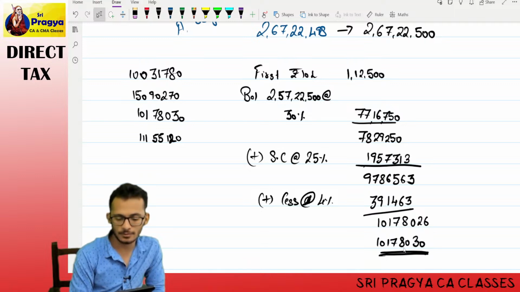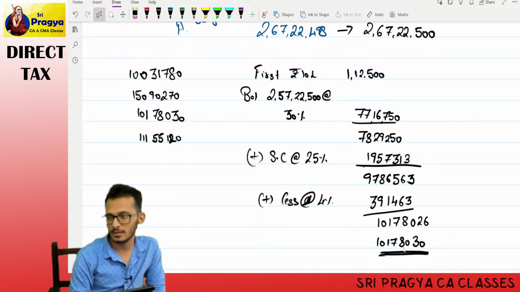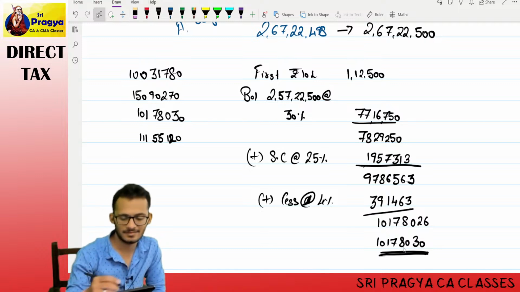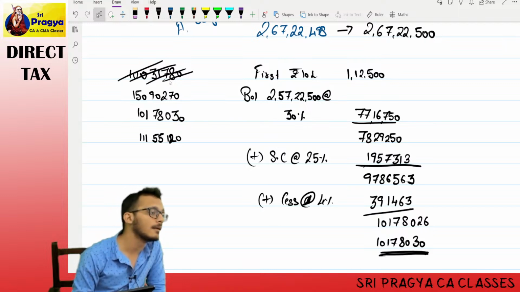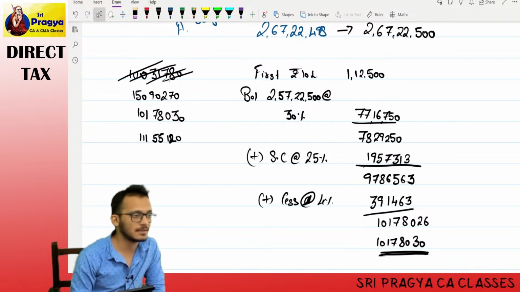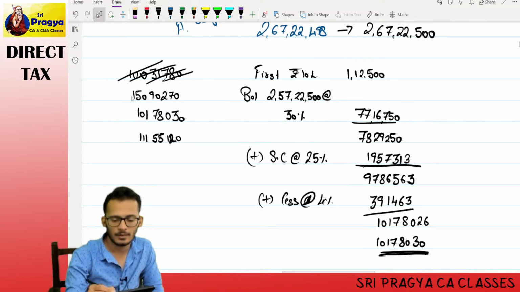Yes, for my other friends, what is the issue? 1003170. Who was it? Change of opinion. 150900270. You put surcharge on income. It is tax on tax, people. It is not on income. Please be careful. It is tax on tax, not on income. 11155120.